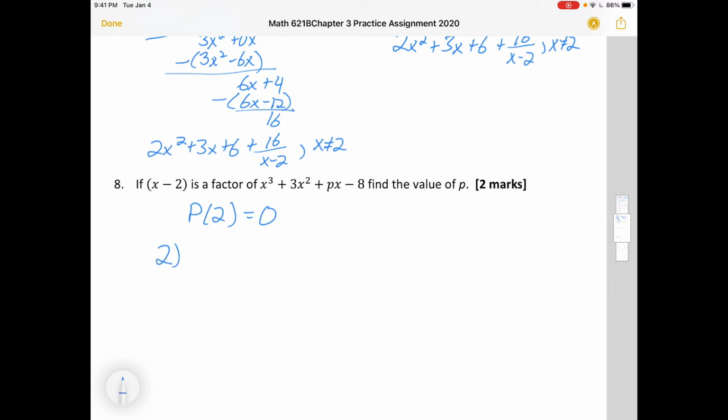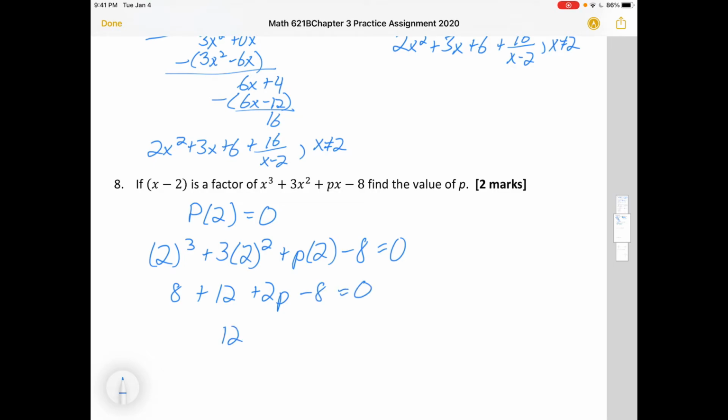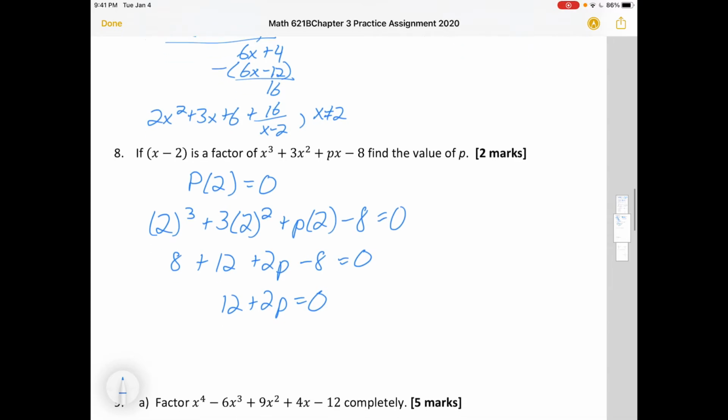So let's do that. 2 cubed plus 3 times 2 squared plus p times 2 minus 8. If we do that, we should get 0. And so that's 8 plus 12 plus 2p minus 8 equals 0, or 12 plus 2p equals 0. Now this is not a quadratic, so at this point anyways, we want to get our letters on one side and our numbers on the other. So we get p is negative 6 as a final answer.